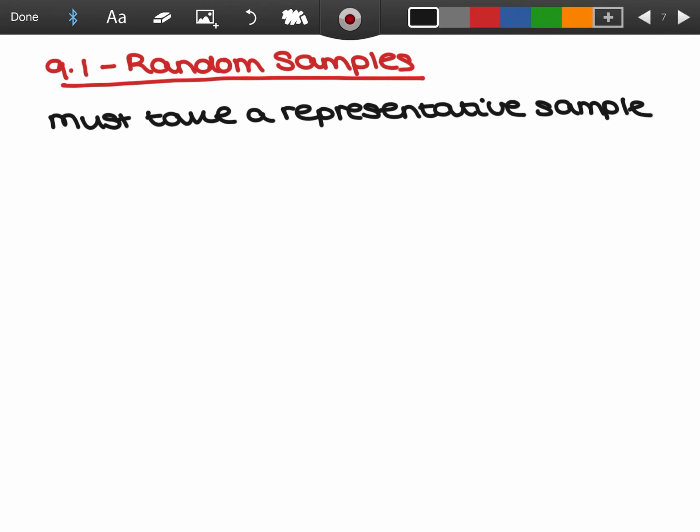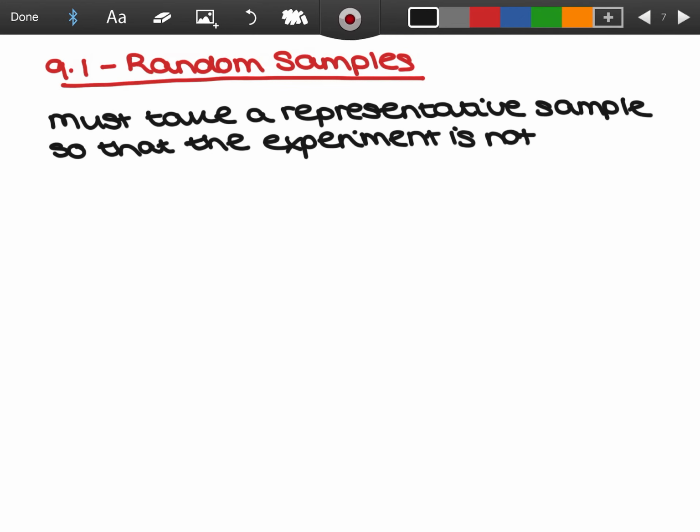If you don't have a representative sample, if you don't pick people from everywhere in the population, the main word you have to remember is that it's going to be biased. So you must take a representative sample so that the experiment is not biased, because if you take more people from one section of the population than another, you're going to end up with some biased data.